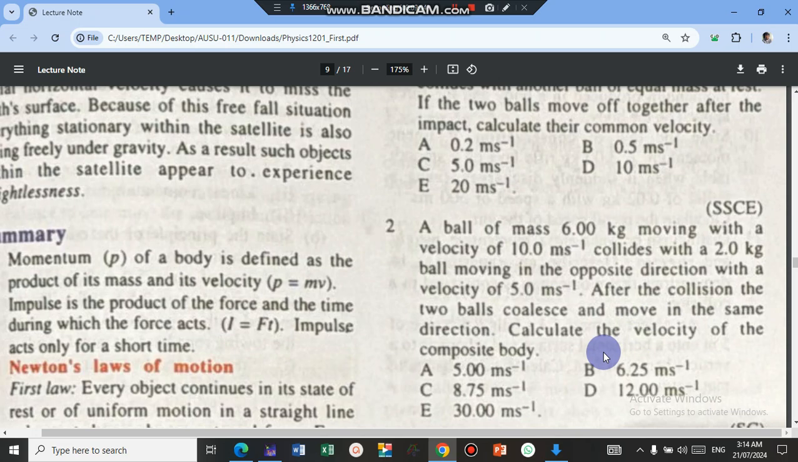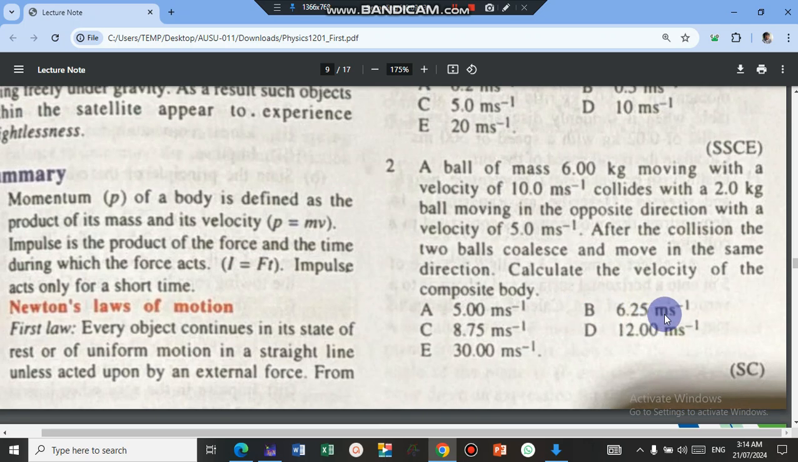After they collide, they are now together. You need to add their masses. 6 plus 2 will be 8. Now multiply this by their common velocity. You have 8v. Total momentum before collision equals total momentum after collision. Before collision, you had 60 minus 10, 50, which is equal to after collision, 8v. 8 from their total mass, 6 plus 2, and then v, the common velocity. Now 8v is equal to 50. You divide both sides by 8. So 50 divided by 8 will give you 6.25, which is B.